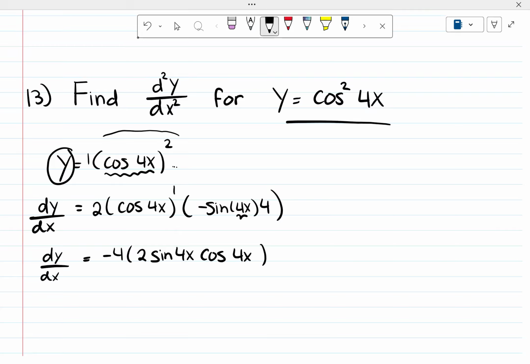Now, this looks like a mess, but is there any identity you can use? Yeah, 2 sine of 4x cosine of 4x. That's a special one. That's a double angle.